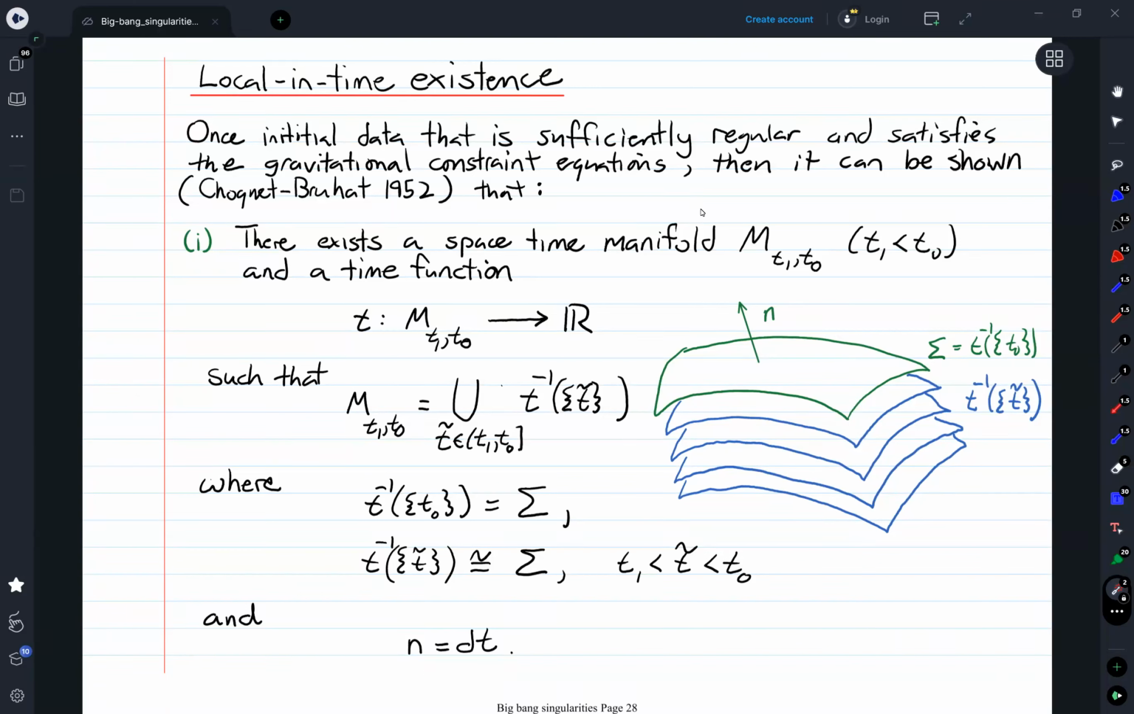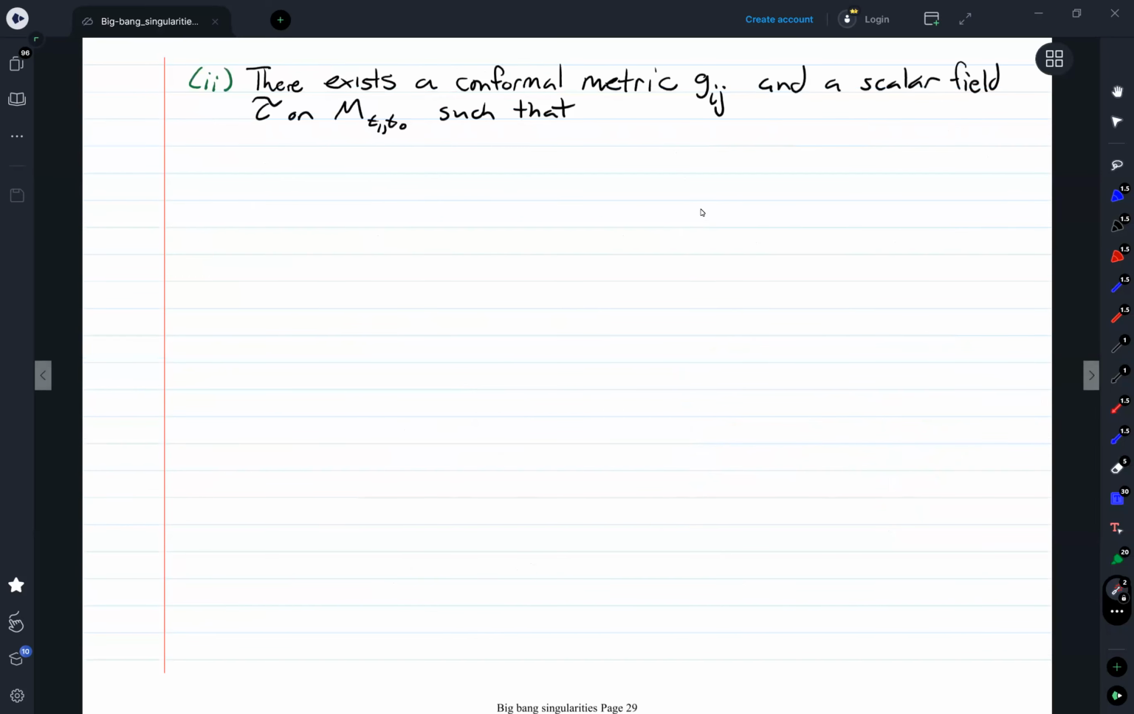That's part one of this local in time existence theory. And why it's called local in time is you somehow think about this as somehow small. It's close to T0. So you might get somewhere, but maybe not that far. Okay, and then the second part of the theorem is then you get the existence of a conformal metric and a scalar field, because I'm interested in solving the conformal Einstein scalar field equation.